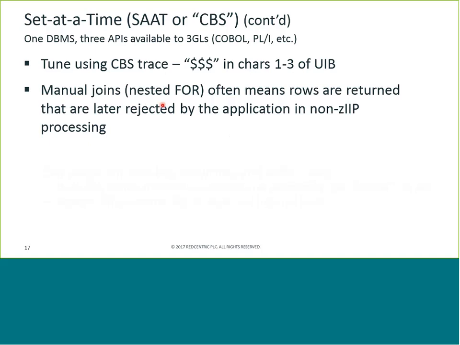So manual joins for nested for often means that rows are returned and then rejected by the application in non-zip processing. So again, this CBS trace, if you actually do this for one of your real programs, and you might think it was only retrieving 50 rows or something like that, if you run the CBS trace, very quickly you realize, well, hang on a minute, because of this nested for construct, we're actually retrieving thousands and thousands of rows. And so now we need to find ways to do that more efficiently, and typically the best way is to create an SQL view and use an SQL statement that references that view that is doing the join on the zip processor within Datacom.